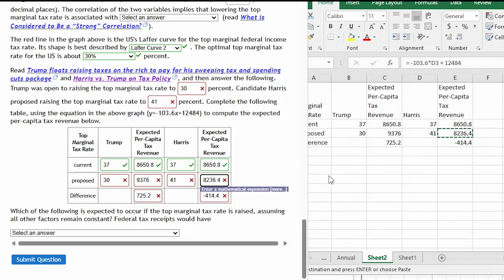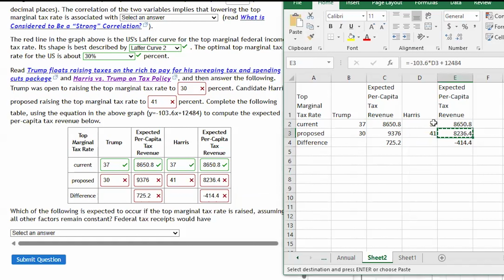Which of the following is expected to occur if the top marginal tax rate is raised? Well, if the top marginal rate is raised, like it is from 37 to 41, expected per capita tax revenue falls.